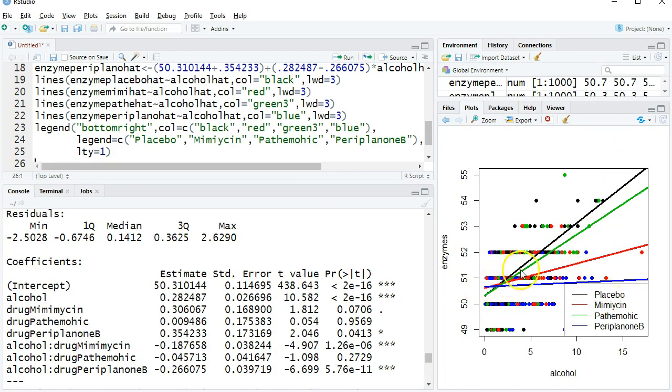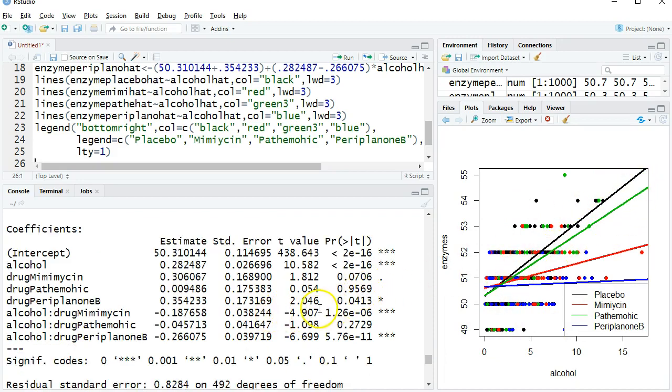So what do we see with the placebo? There's a huge effect of how more alcohol increases the number of enzymes. Here with the piamoic, we see that it's pretty close, not that different. And here in our summary output, it also shows not that different. So the black and green lines, pretty much similar, but the red and blue lines, these two different medicines, these are very different. They change how having more alcohol does not increase the enzyme level quite as much.